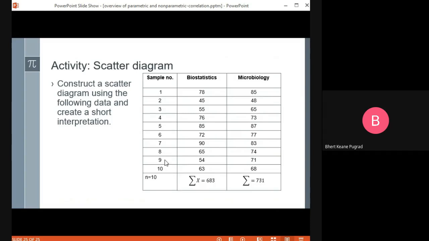So that's the end of our short instructional lecture in the first part of our parametric and non-parametric. We have the Pearson product moment correlation coefficient and the linear regression.